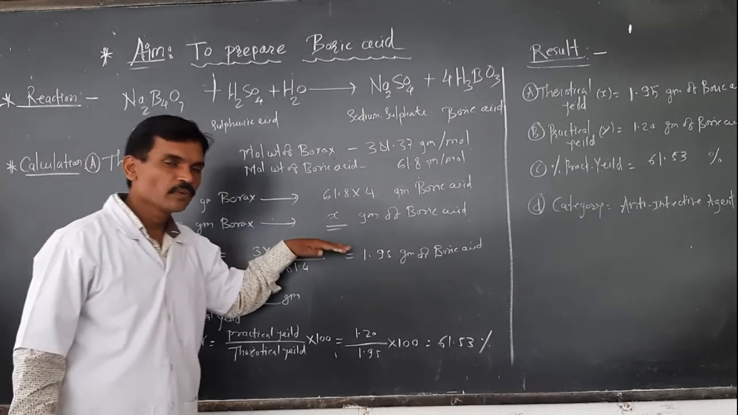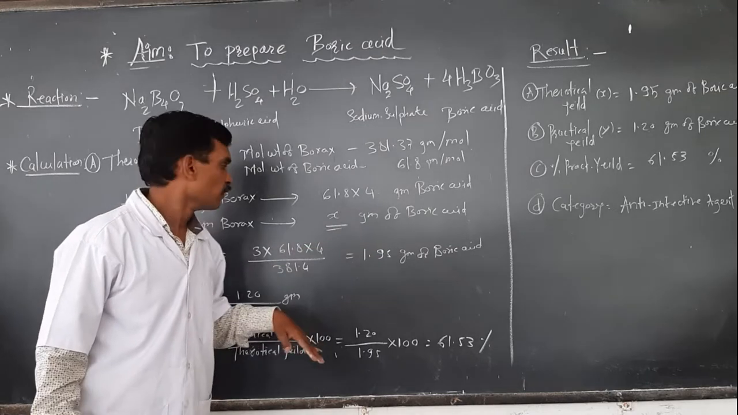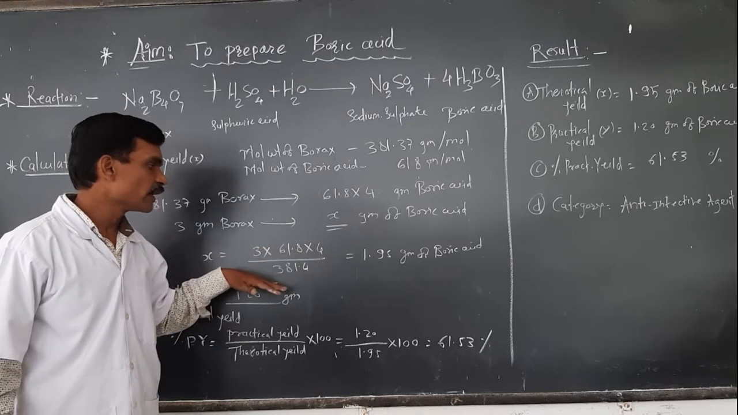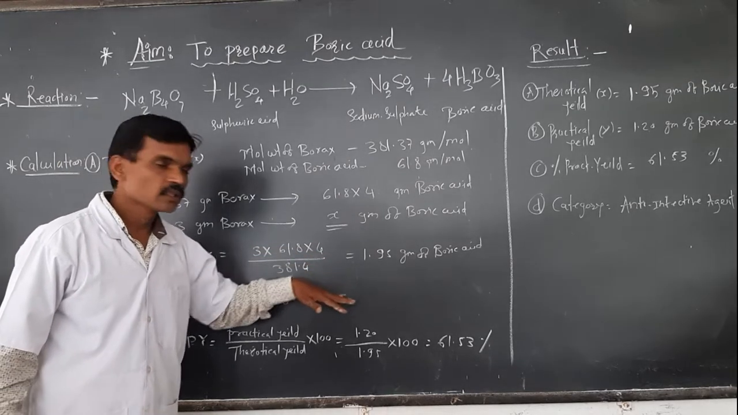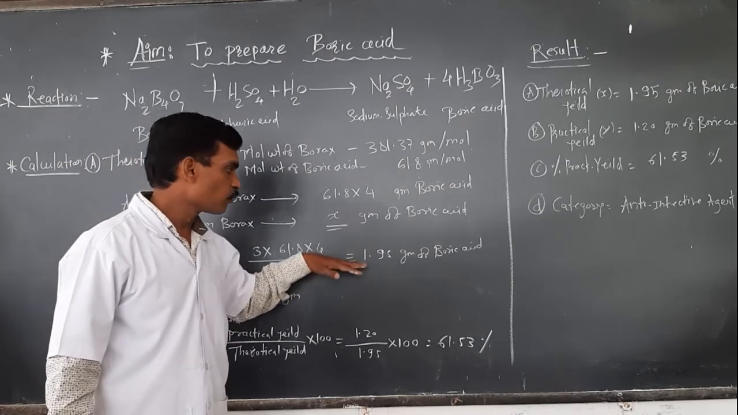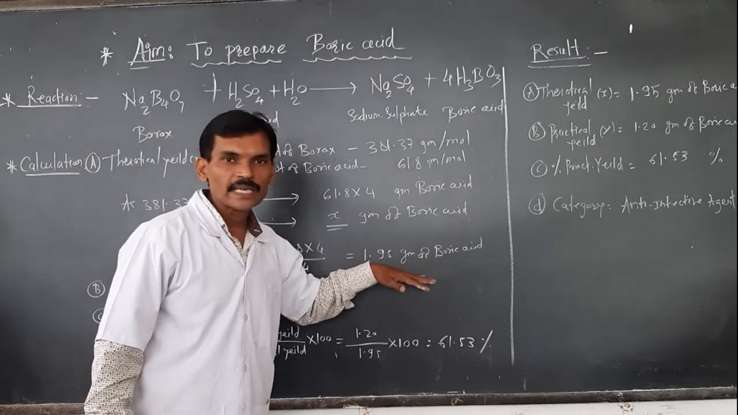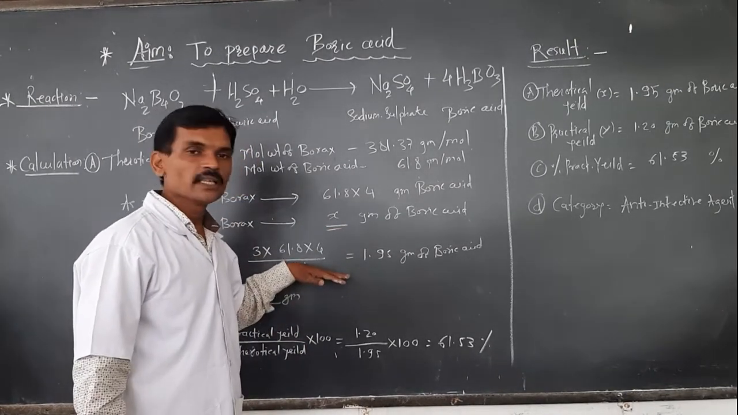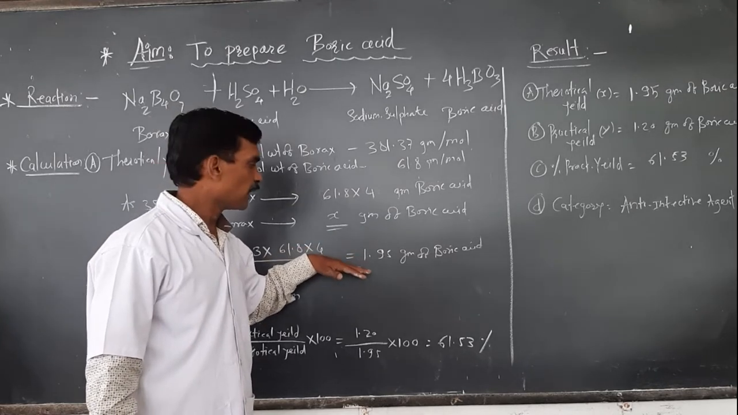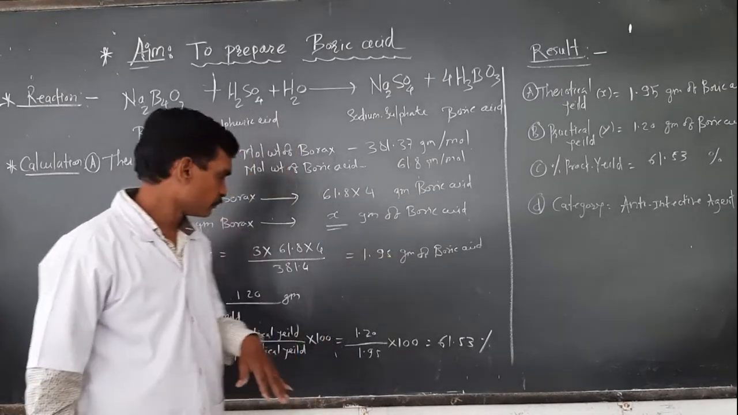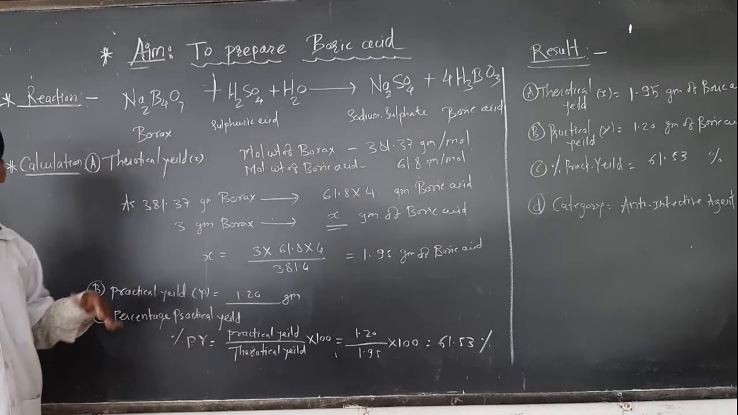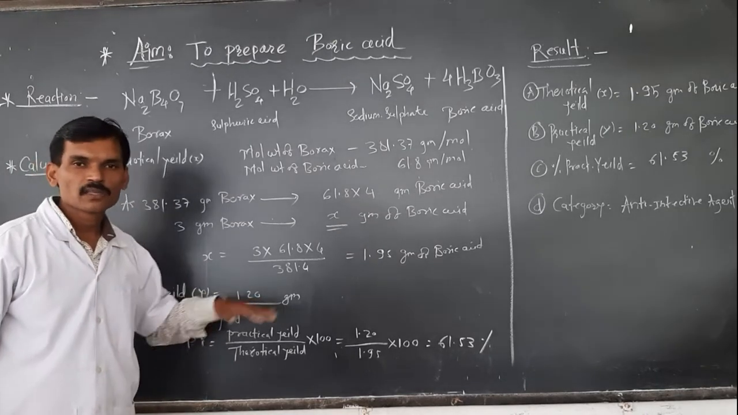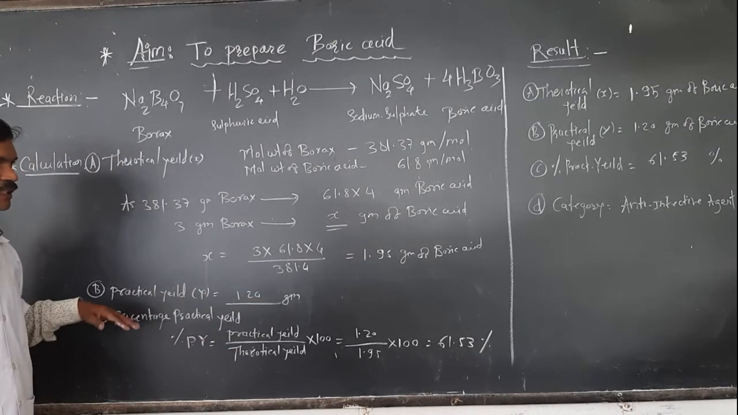So how much amount will we expect from this practical? Here x will be 3 into 61.8 into 4 divided by 381.4. After calculation we got 1.95 gram of boric acid. That means this is the theoretical yield expected from this practical. We should get at most 1.95 gram of boric acid. While after performing the practical, we have seen that we got 1.20 gram of boric acid practically.